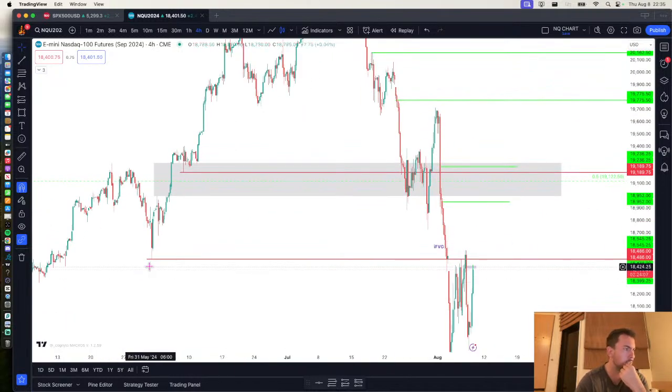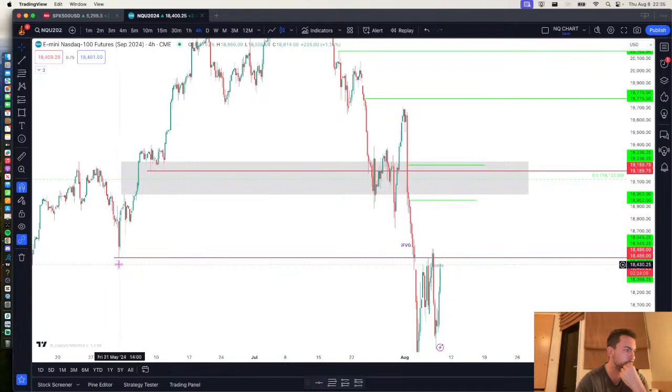This low was at 18,486, it looks like. Yeah, 18,486. So we already tested that one, but what happens is when we take out a major sell side, we tend to go back and test it again.